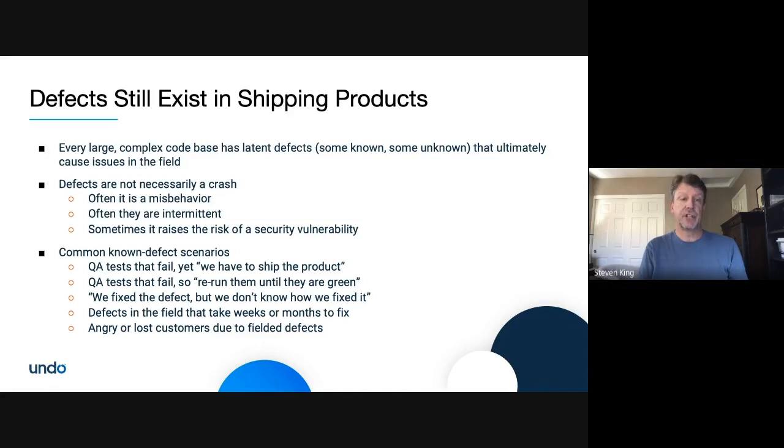So what we've seen with our customers is every large complex code base has some latent defects, some which are known and some which are unknown. The defects are not necessarily a crash, so you're not necessarily going to see a core dump as a result of the misbehavior within the code. Oftentimes they're intermittent, and sometimes they present security vulnerabilities within the code. And getting after these is very, very difficult.